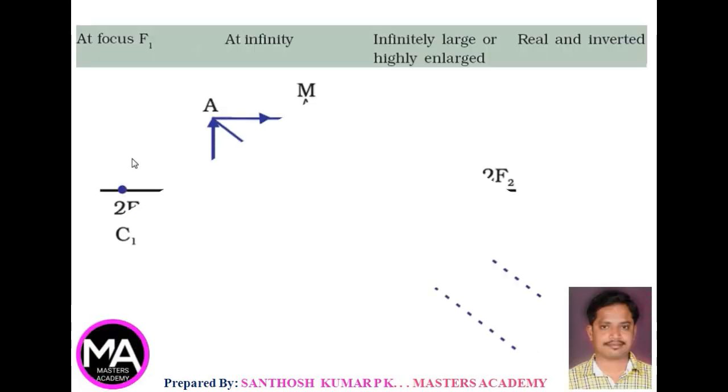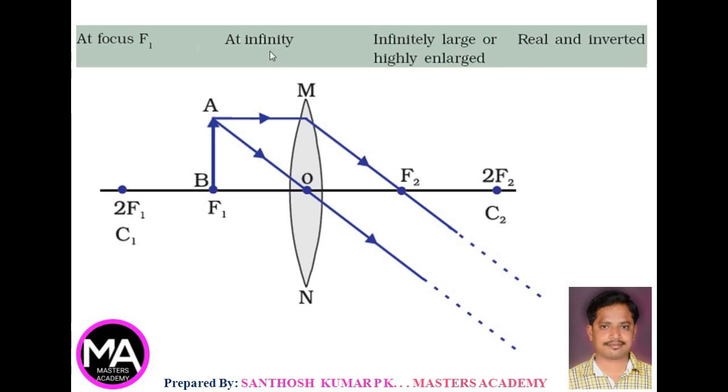When the object is at focus f1, then the image is formed at infinity. Now let us consider the object AB is kept at f1, then the ray which is parallel to the principal axis, after refraction, passes through f2. Another ray passing through the optic center moves without any deviation. These two rays will meet at infinity. Therefore the size of the image will be highly enlarged compared to that of the object, and again it is a real and inverted image.